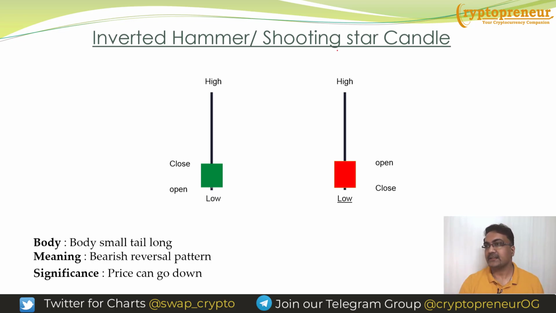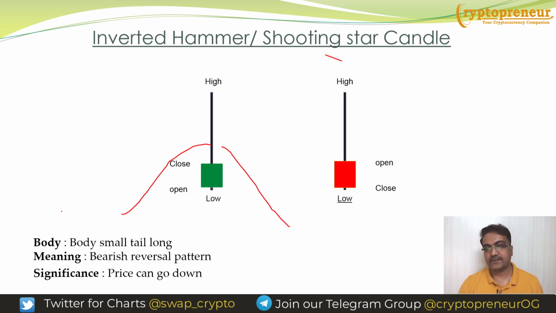Then another one is there. It is called a shooting star, and that is also important. Usually I have seen both of these types of candlestick appearing at the top of the market, where we see a bearish reversal. So the market is moving upside, and suddenly there is this inverted hammer candle, or a shooting star, and then the market starts moving downside.